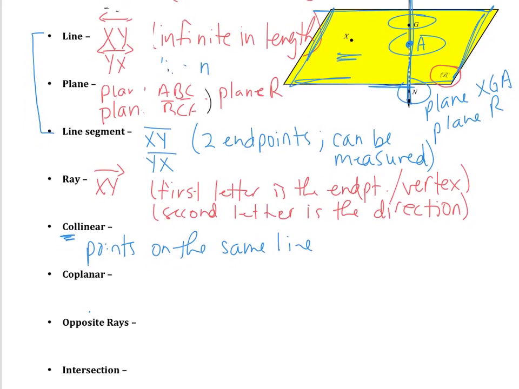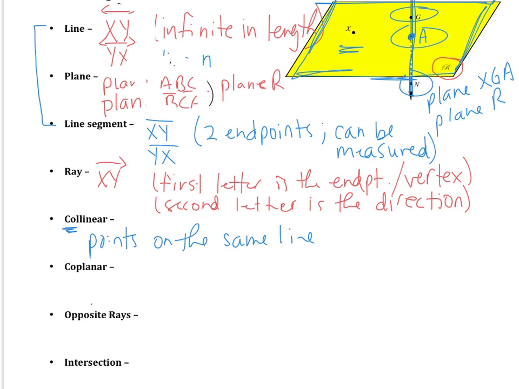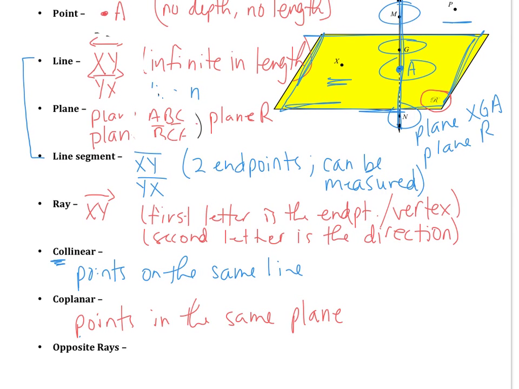So if collinear means points on the same line, then that means coplanar is points in the same plane. Okay, so if I go to our example with the yellow, and I'm going to throw in a couple extra points like Z, and we'll throw in a B up here, X, Z, A, and B are all coplanar because they lie in the same plane. So they're coplanar.